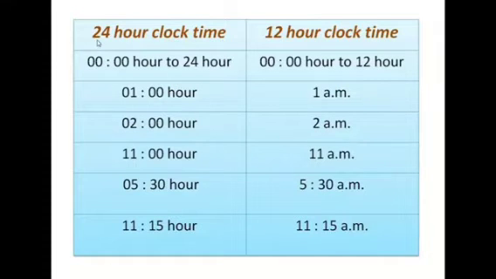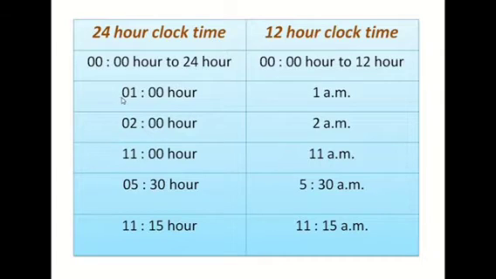Look at the table here. On the left side, it is 24-hour clock time. On the right side, it is 12-hour clock time. In the 24-hour clock, it starts from 00 and ends at 24, whereas the 12-hour clock starts from 00 and ends at 12.